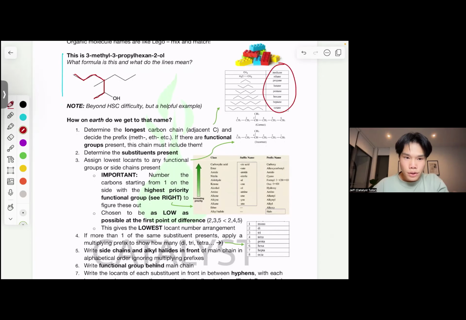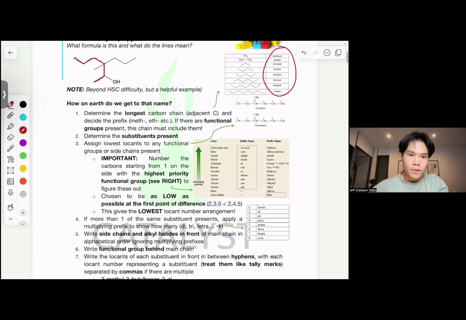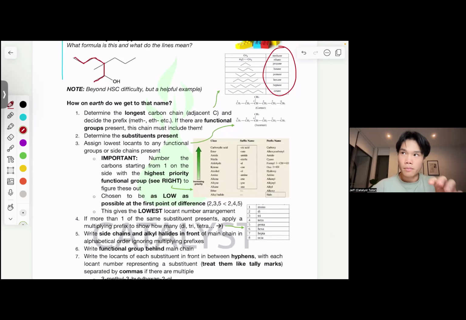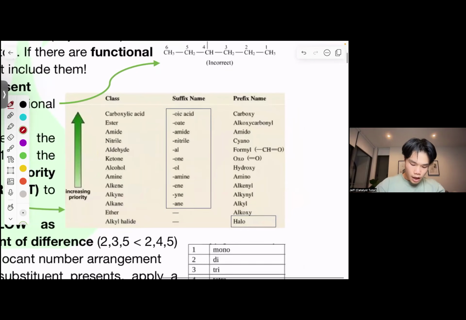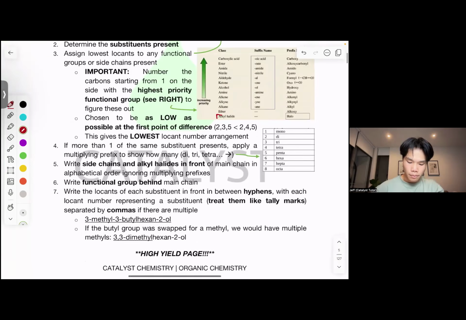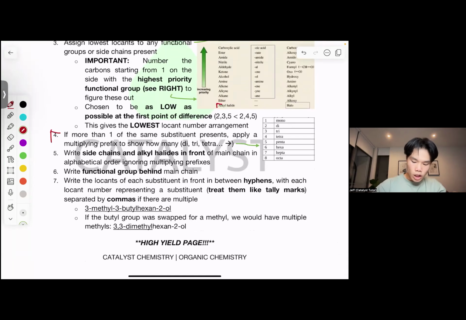You then want to determine the substituents you have, any functional groups, and you go about naming those with the relevant suffixes. The substituents, and these are specifically your side chains and halogens, will come at the front of your name and are lower priority compared to your functional groups. So anything above your alkyl halides and your alkyl groups will be at the end. For example, your alcohols, carboxylic acids all come at the end of your chain as a suffix, and you number based on those. In terms of locants, yep, Sumya's got a question.